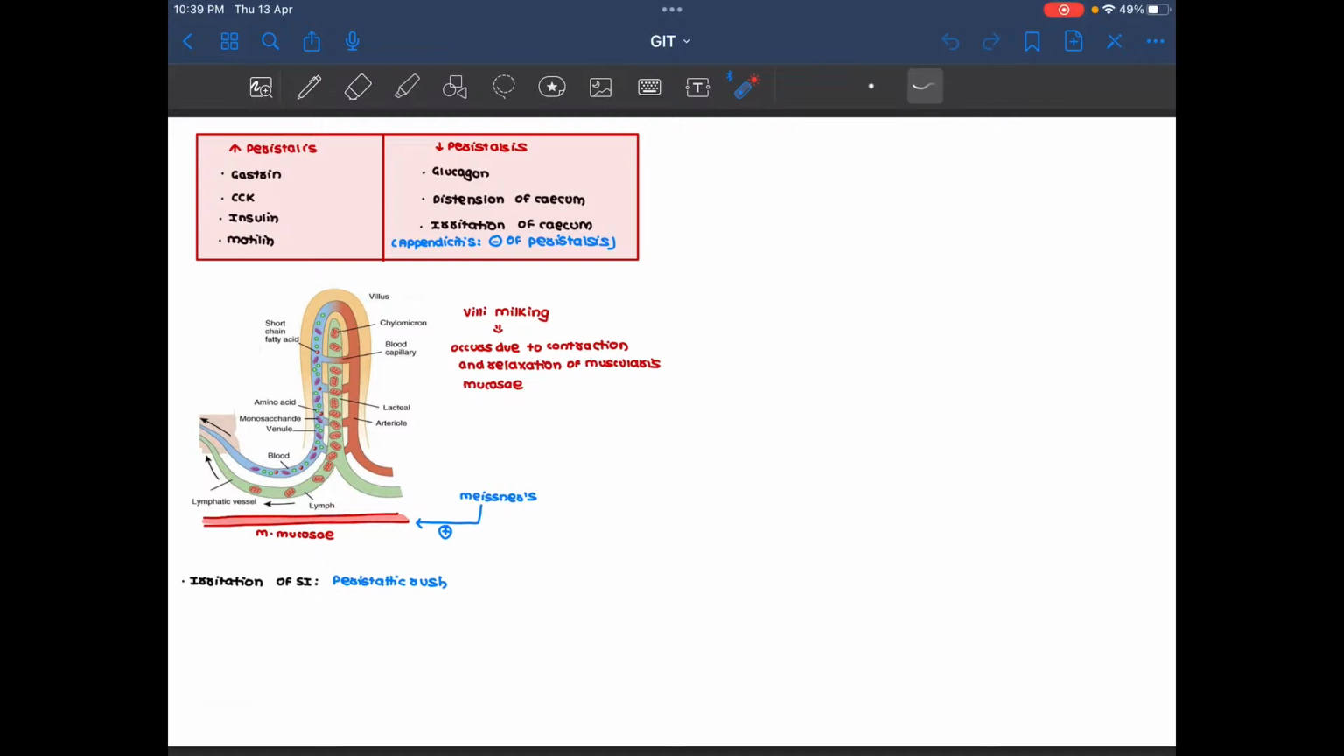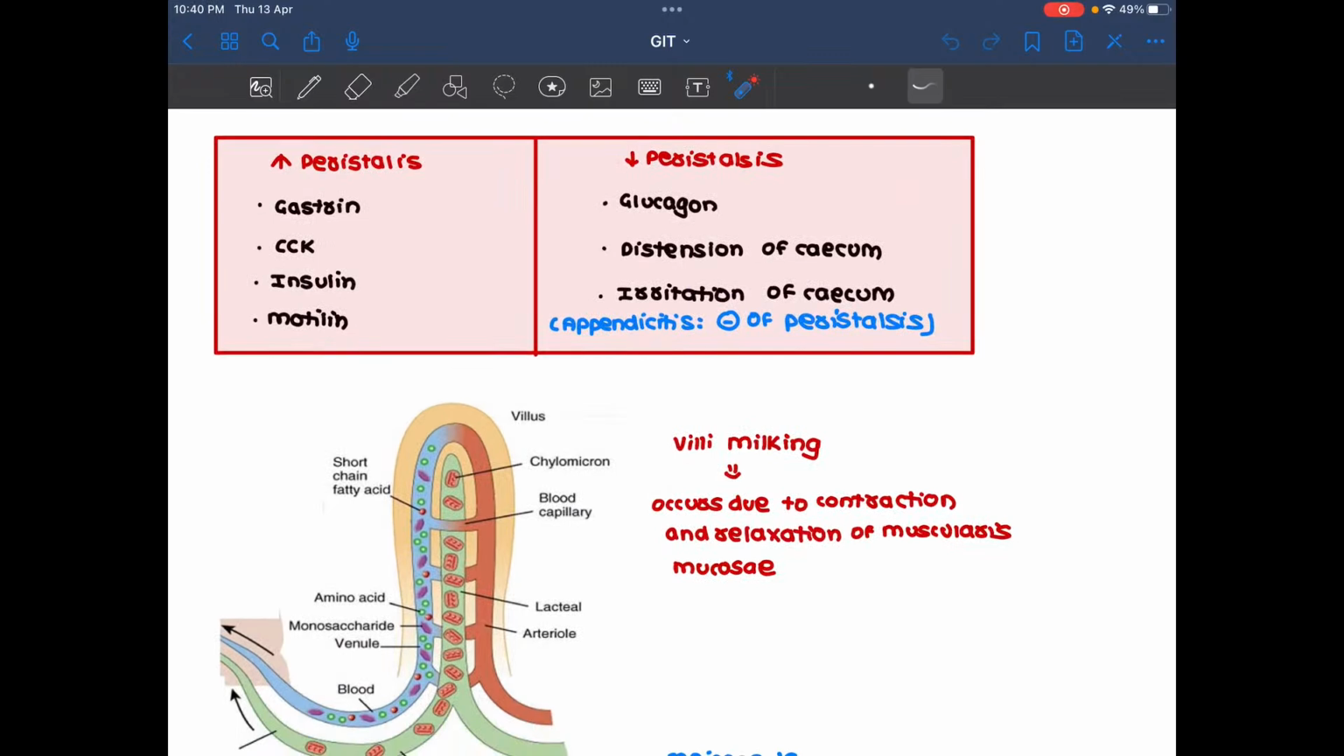So what are the things which can increase your peristalsis of your intestine and can decrease your peristalsis of your intestine? What are the things that can increase your peristalsis of your intestine? I'm saying that is your gastrin, CCK, insulin, and obviously our friend, that is your motilin. What about stuff that can decrease your peristalsis? It's glucagon, distension of the cecum, as well as irritation of the cecum. Okay, irritation of the cecum that we see in appendicitis is the reason we get this decreased amount of peristalsis and your constipation in case of your appendicitis.